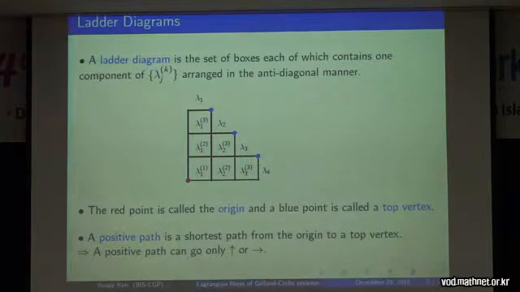And here, the point in the bottom left corner will be called the origin. And a point which is the farthest from the origin will be called the top vertex. Okay. A positive path is meant to be a shortest path from the origin to a top vertex. So positive paths can only go up to the right.